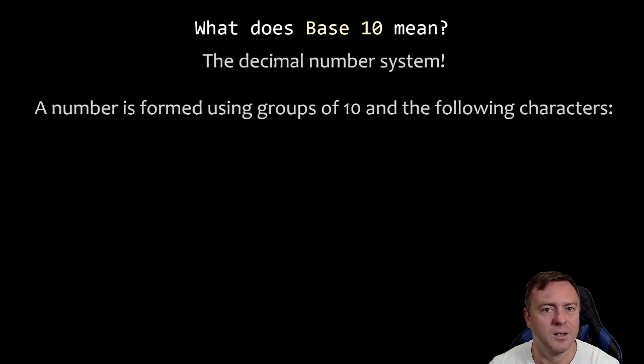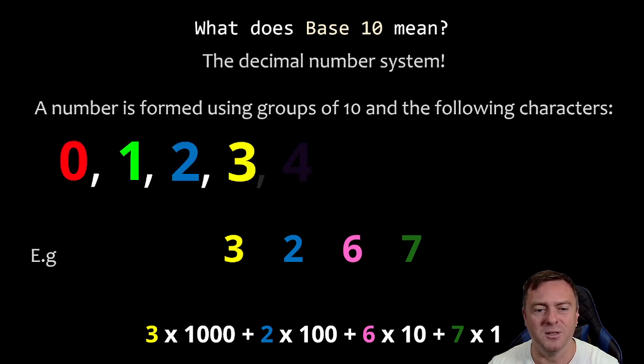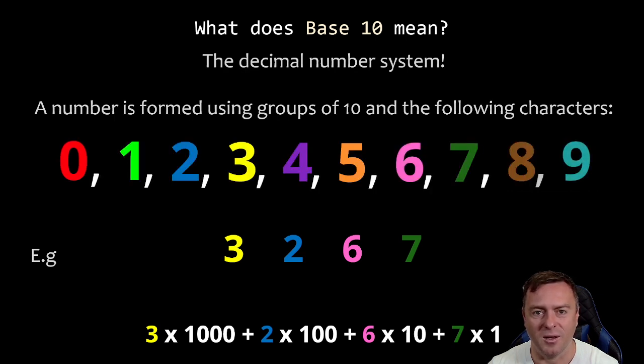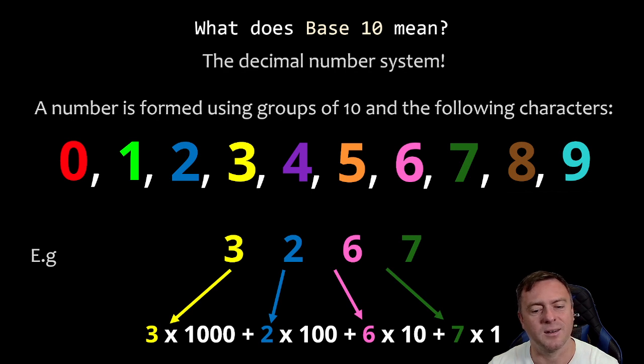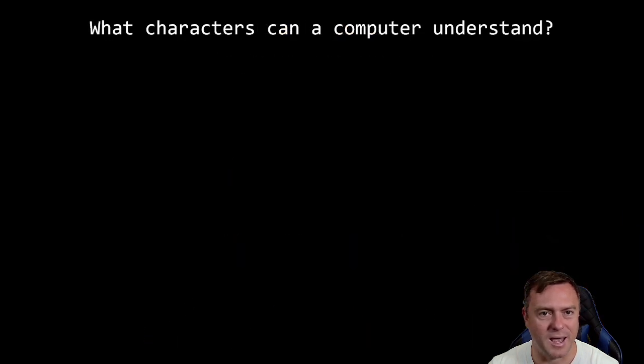Okay. So the number is formed with groups of 10 and uses the characters that we've done. So if we have 3,267, that's the same as 3 times 1,000 plus 2 times 100 plus 6 times 10 plus 7 times 1. And that's how it unpackages. So by using these numbers that we have available to us, they branch down like that. This is also known as the denary number system. Some may have heard of it as that.